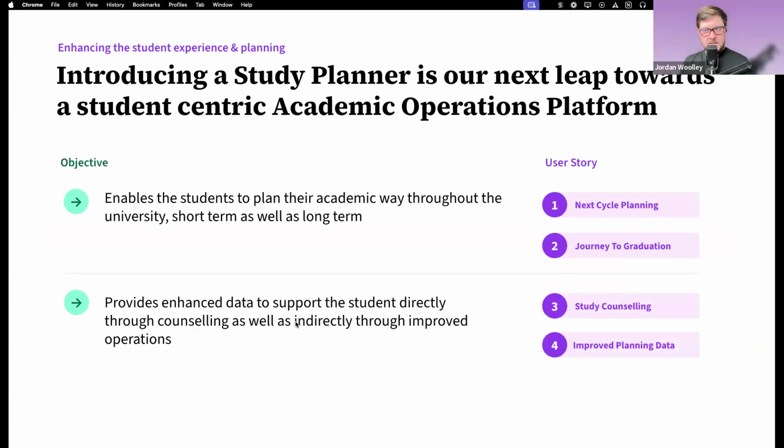So say, the coming semester, for example, and then all the way through to graduation, right? And what that might look like. And then we're also going to see the other side. So we'll see the data that the system can handle and what that can provide to staff members who are in a student support capacity, for being able to do things like study counseling and planning, and what that can unlock for you.